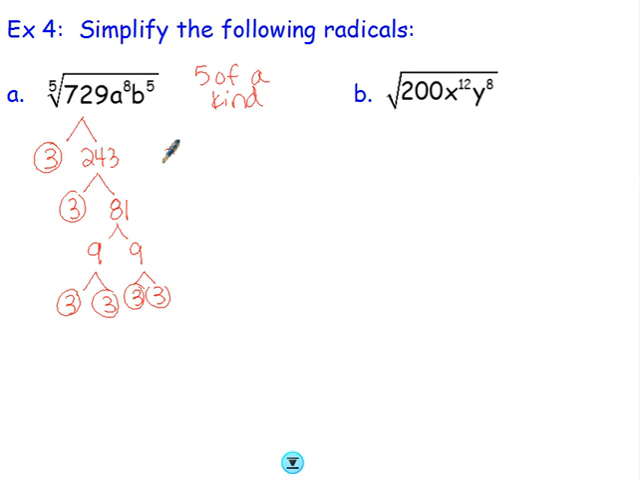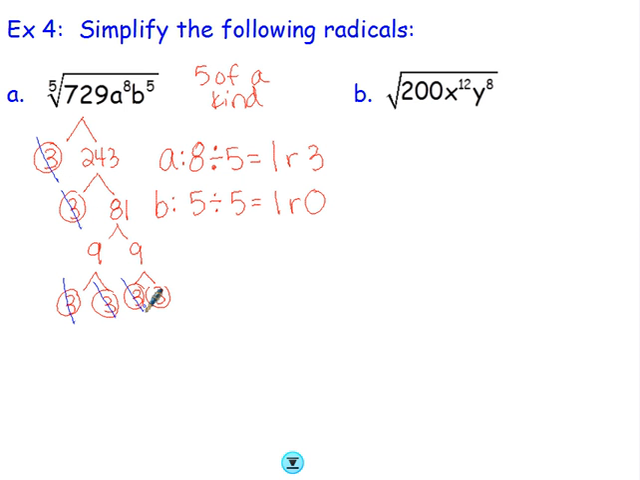Let's look at the letters. For the A's, we have 8. We want 5s, so we're dividing by 5 to give us 1, remainder 3. The B's, we have 5. We're dividing by 5 to give us 1, remainder 0. So let's take a look at our answer. We're looking for 5 3's. 1, 2, 3, 4, 5 3's all come outside of the 5th root as 1 3.